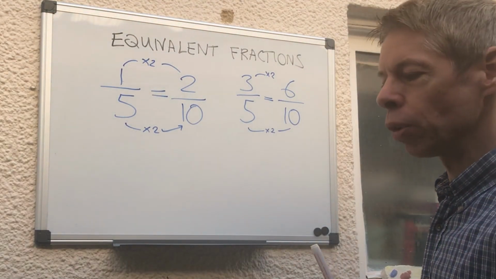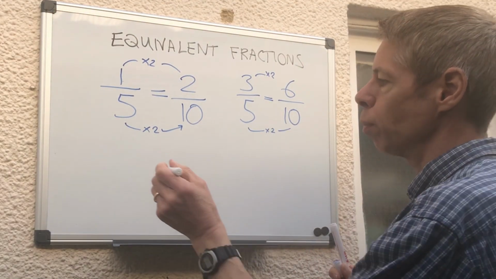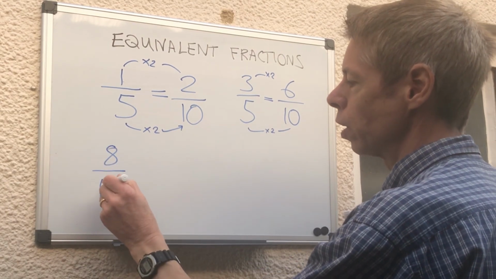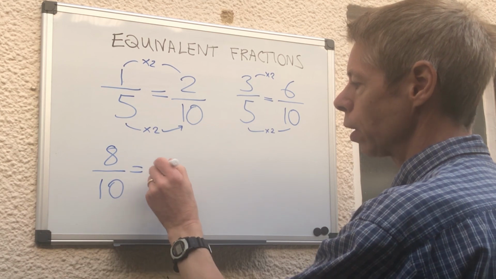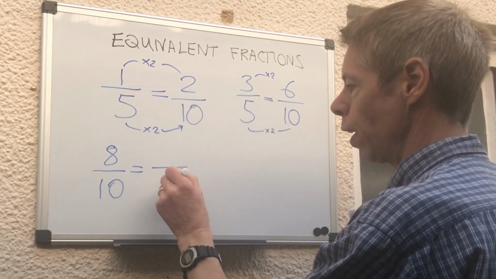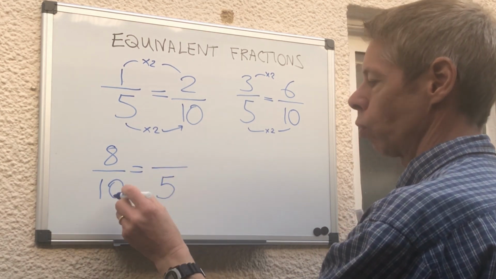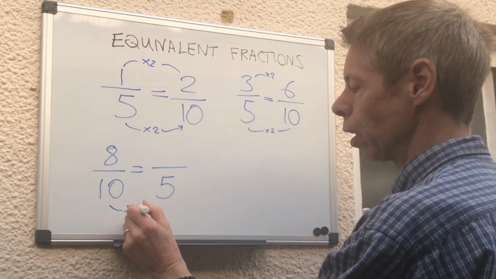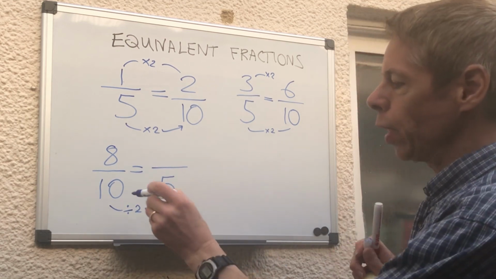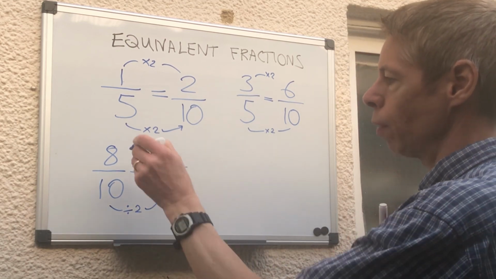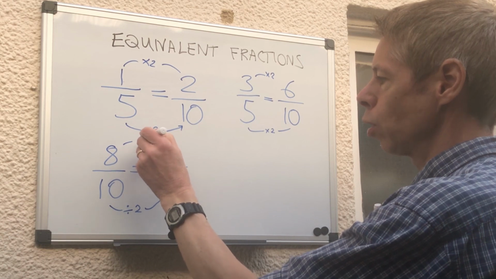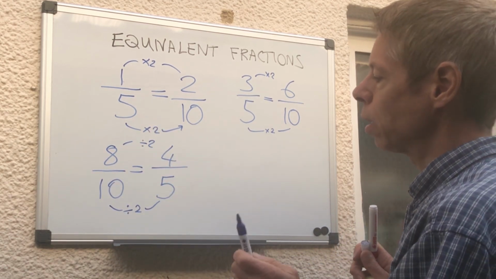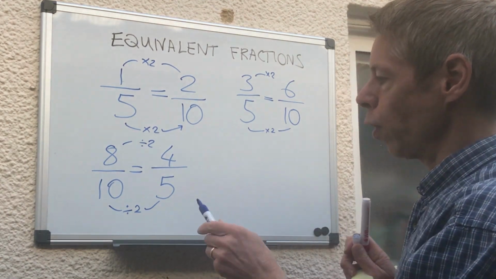Obviously you can also go the other way. So for example, if you had 8/10 and you wanted to know the equivalent of that in fifths, how do we get from 10 to 5? We divided by 2. So if we divided 10 by 2 to get 5, we're going to divide the 8 by 2 to get 4. So 8/10 is equivalent to 4/5.